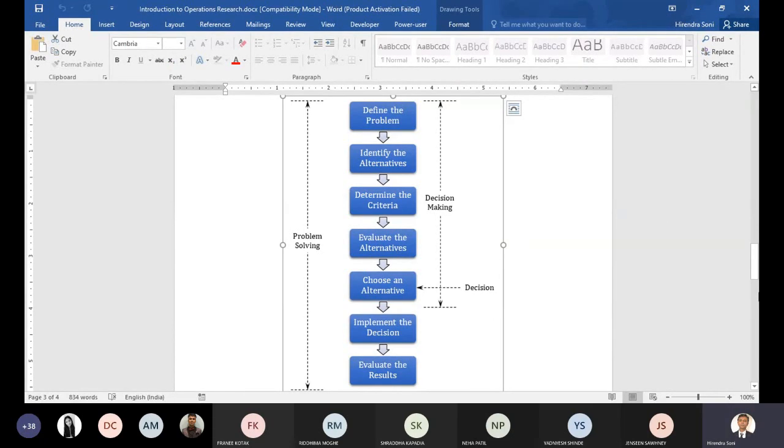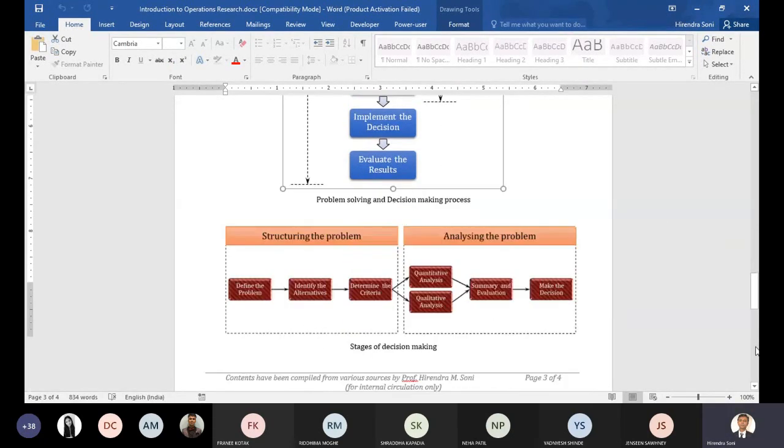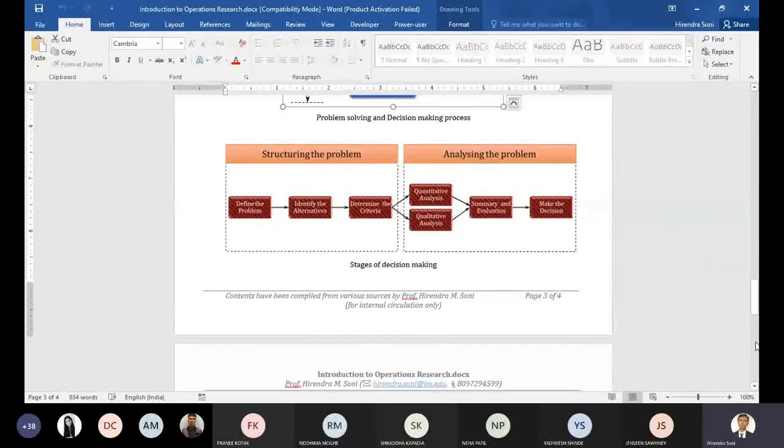Okay, I have already shared these documents with you. Decision making is in two parts. One is structuring the problem, and second is analyzing the problem. When we structure the problem, we are only defining the problem, identifying the alternatives, and then determining the criteria based on which the alternatives would be evaluated.